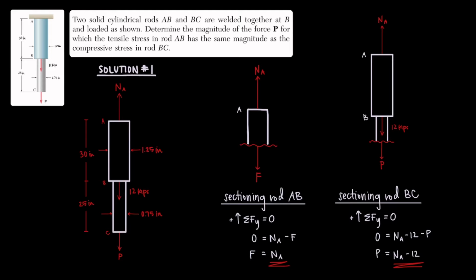Now let's simplify. N sub A points upward, so it's positive. The 12 kip force points downward, so it's subtracted. And P is assumed to act downward, so it's subtracted too. If we rearrange the variables, we find that P equals the normal force minus 12.